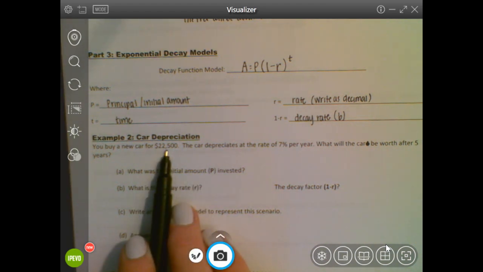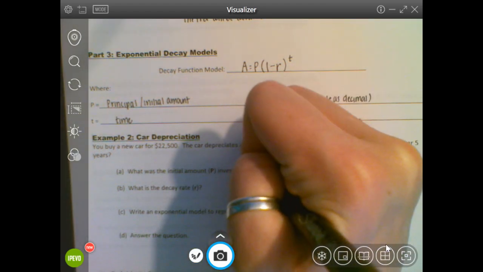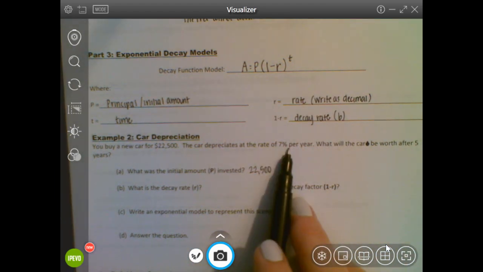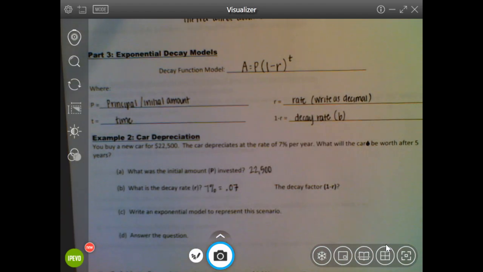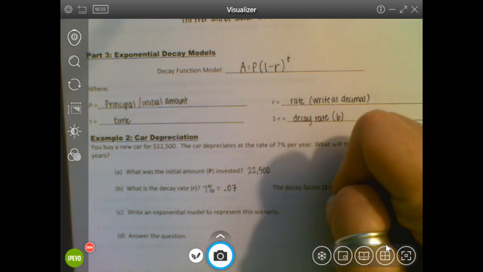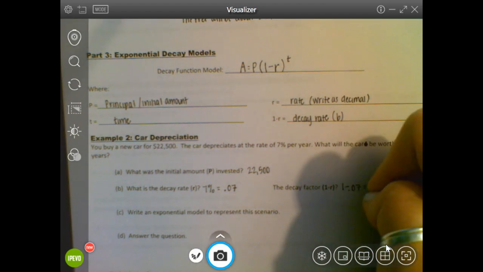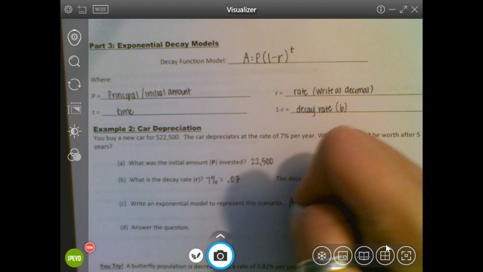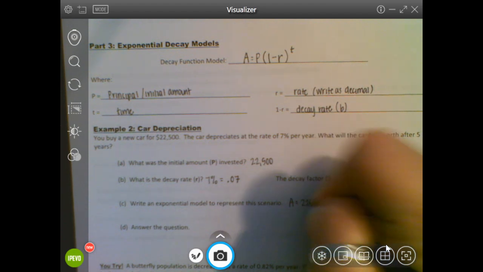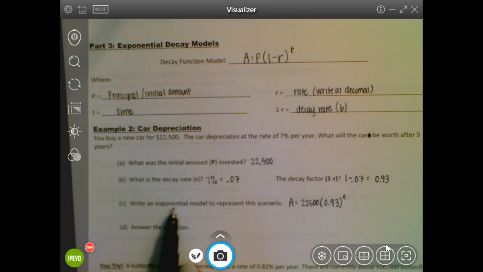So our initial amount that we paid for our car is going to be $22,500. Our decay rate is 7%, but again, we want to write that as a decimal, so it's going to be 0.07. Our decay factor is going to be 1 minus 0.07, which is going to give us 0.93, which again, this value should be less than 1. And I want to write a model to represent the scenario. So A is going to be equal to 22,500, which is my P, times 0.93 raised to the t power. And again, my model is going to have this t as an exponent, as a variable.